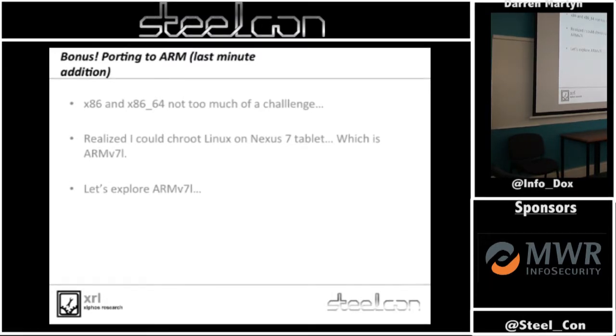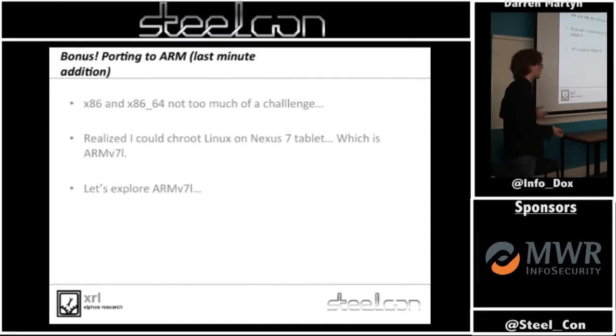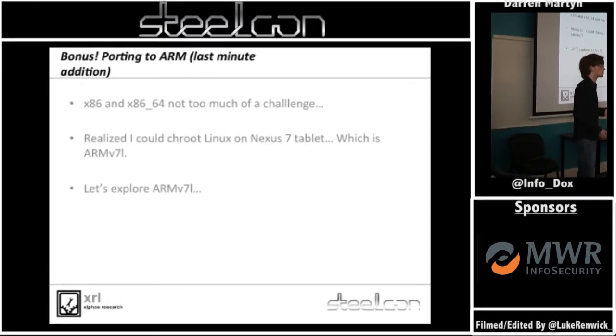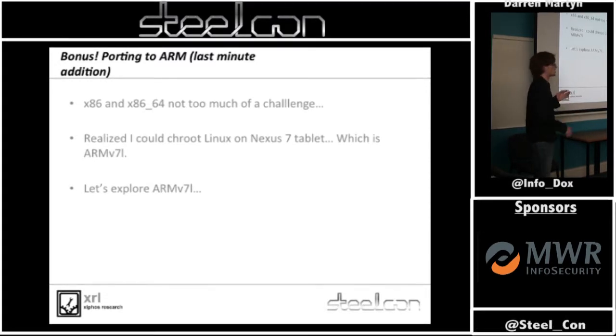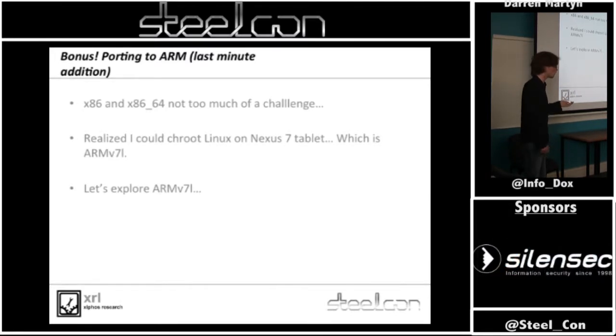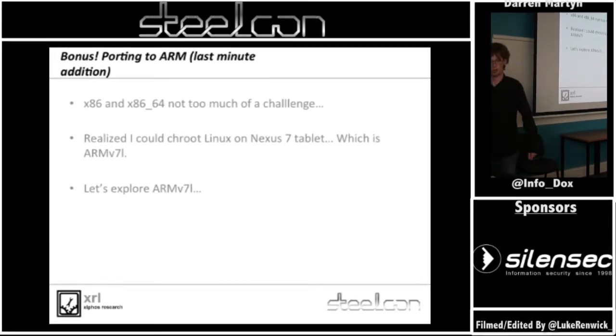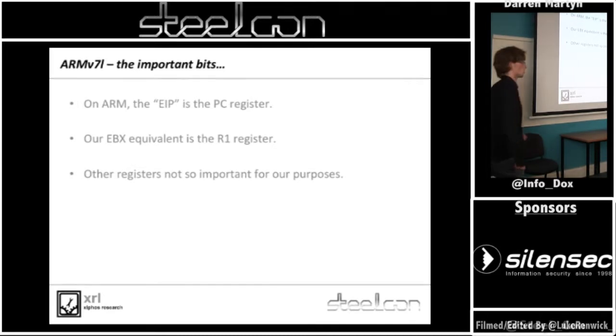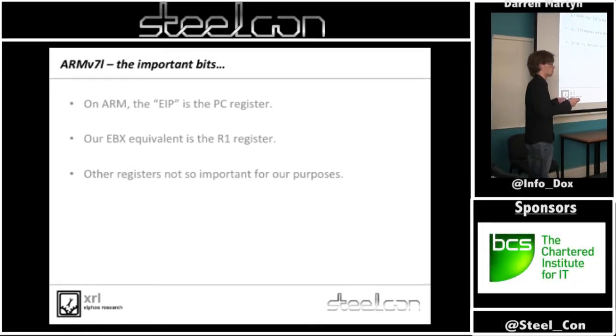x86 and x64 are well documented, people have been playing with them for a while. Everyone's messed around with 32-bit and 64-bit boxes, because that's what all our desktops and laptops are. Then I realized I could run Linux in a chroot on a Nexus 7, which I picked up. I thought, this runs ARM. Can I do this in ARM? I've got Linux in it, so let's go take a look at ARM for fun. This was, I think, Tuesday night. I decided, hang on, I'm going to add a new architecture to this, because I've got this tablet thing and I've got nothing better to do.